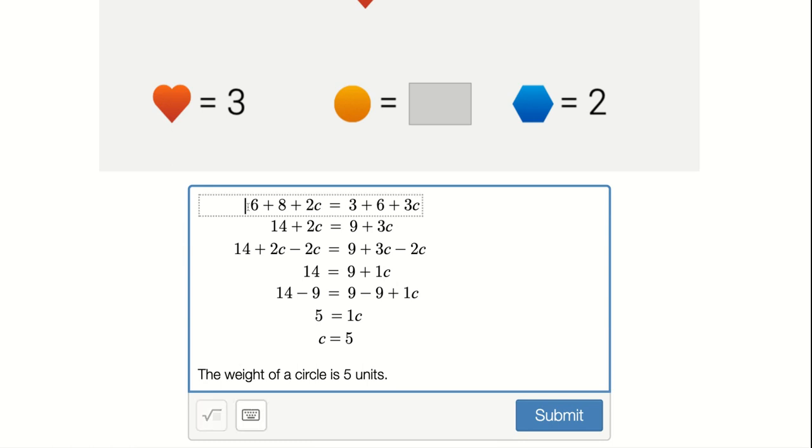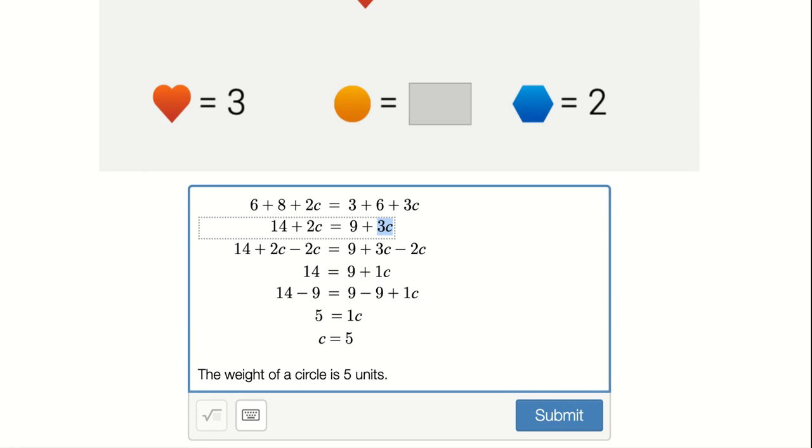Once I had my equation, which I've got right here, I combined like terms on both sides of the equation. So 6 plus 8 gave me the 14 I have right here. 3 plus 6 gave me the 9 I had right here. 2C was also on the left side, and 3C was also on the right side of the equation, respectively.